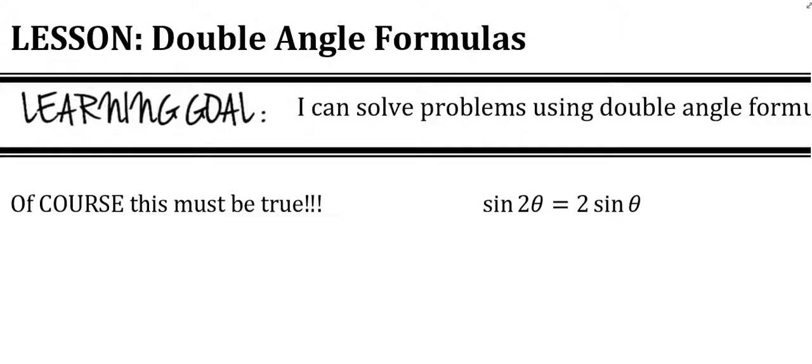And we did the compound angle formulas when it's like A plus B, so you're adding two things. These are called double angle formulas. Okay, it's interesting. So sine 2 theta equals 2 sine theta. Of course, doesn't this have to be true? This is true in other areas of math, right? So it has to be true, right?